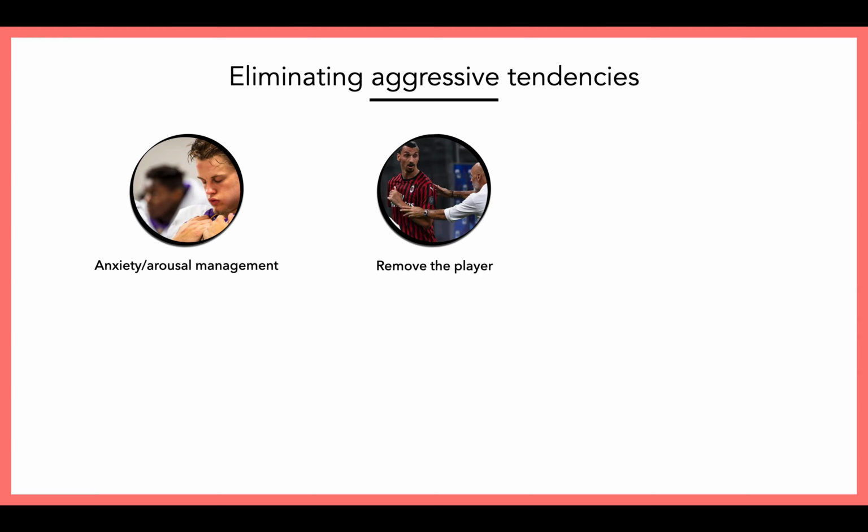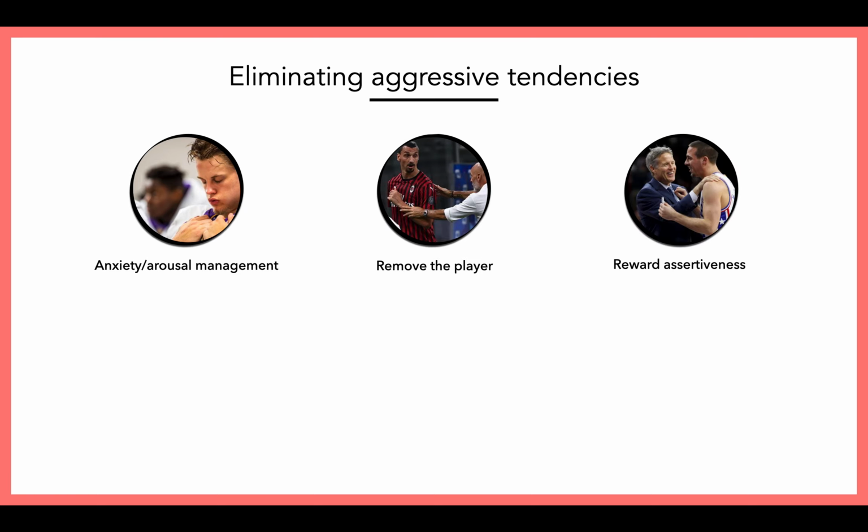Remove the player. Now we're going to unpack this a little bit more. If you see someone getting overly aggressive, they're intending to harm, they're picking up fouls because it's outside the laws of the game, substitute them. Or change their role. You don't need to man mark that person now. We're going zone. The change in role might reduce their frustrations. Okay, and you've also got change their position on the field. Put them on the right hand side. If you're having problems on the left wing, you want to keep them on the field, put them on the right.